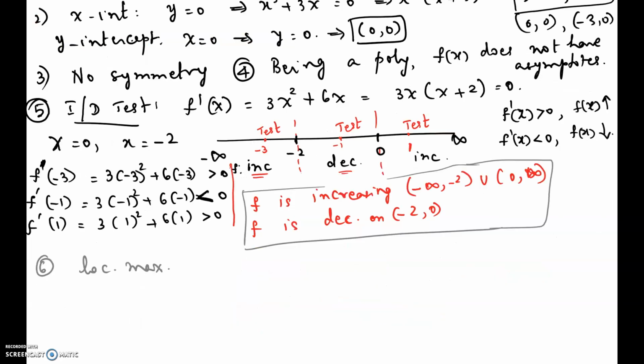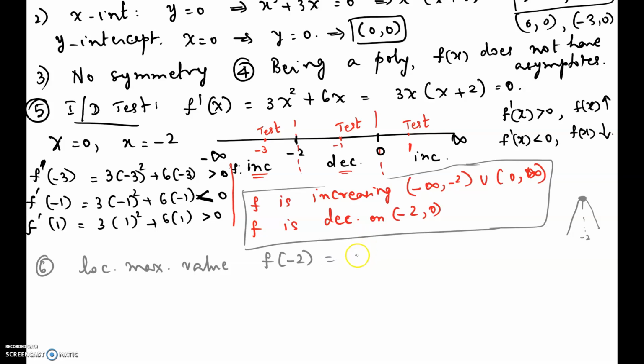The graph is increasing up to -2 and then it decreases after -2. So it's increasing and then decreasing at the point -2. So there is a peak at that point -2. So the local maximum value is f at -2.